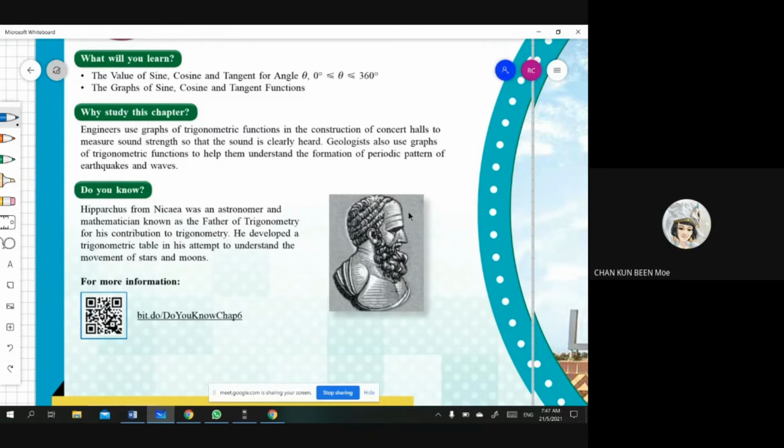Okay, so the mathematician that is involved here is Hipparchus from, how to name this? Do you know how to read this? Nicaea, is it? Okay, never mind. You can research. Probably right. Okay, he was an astronomer and mathematician known as the father of trigonometry for his contribution to trigonometry. So he developed a trigonometric table in his attempt to understand the movement of stars and moons. Okay, so Hipparchus is the mathematician.